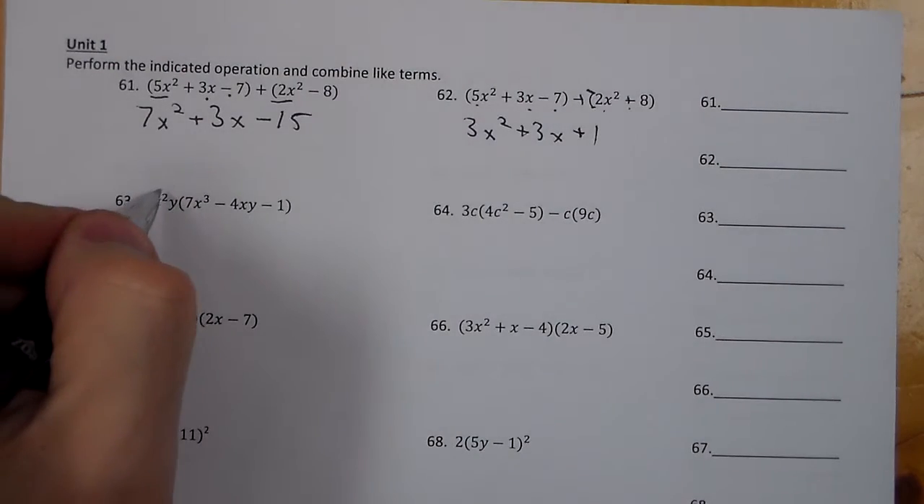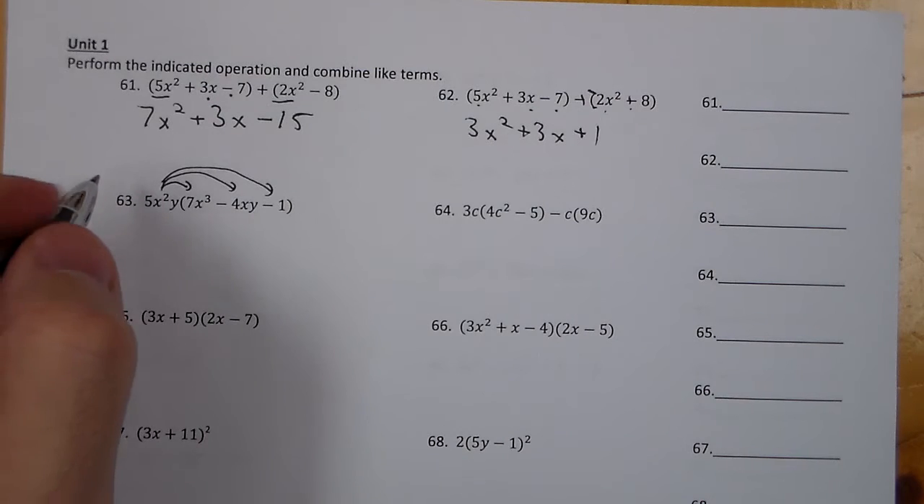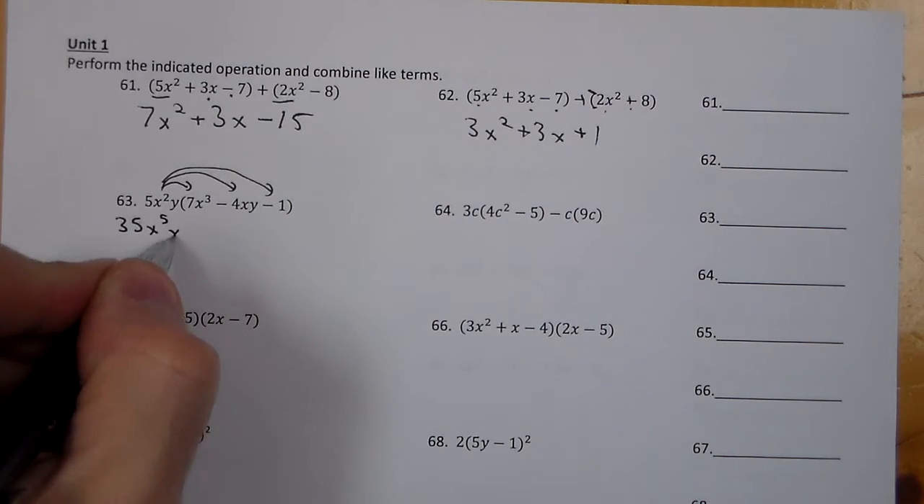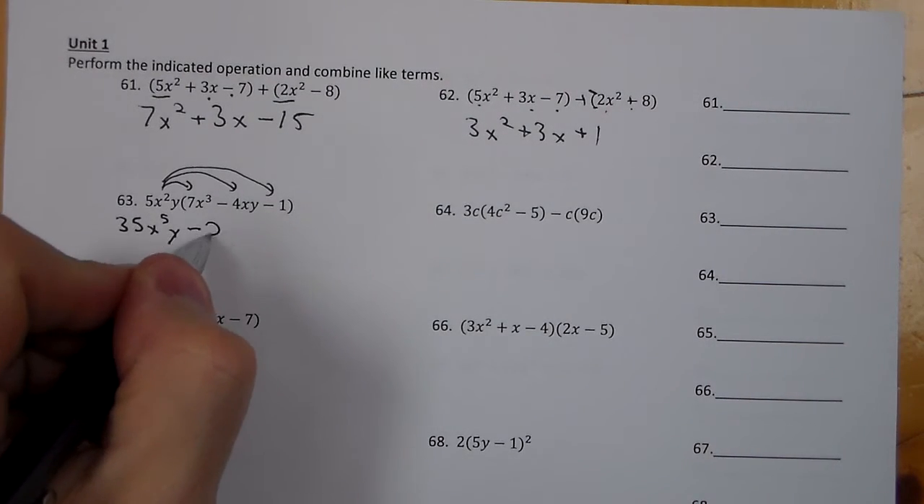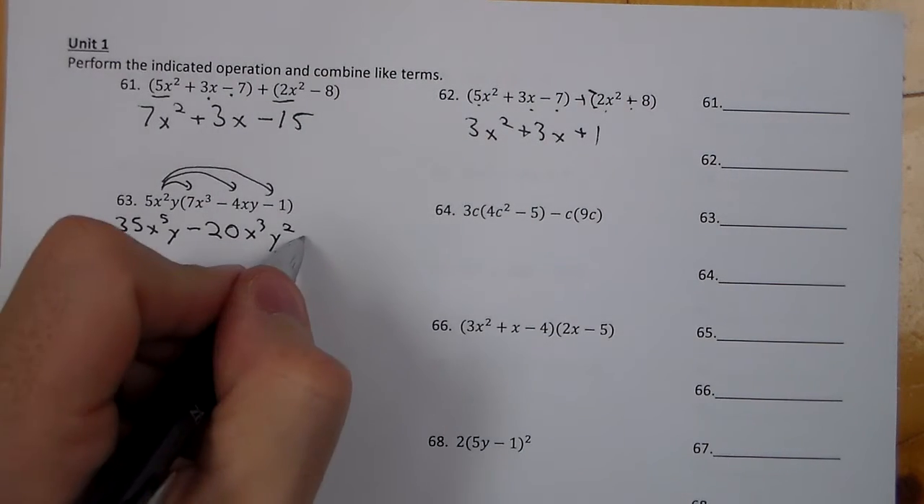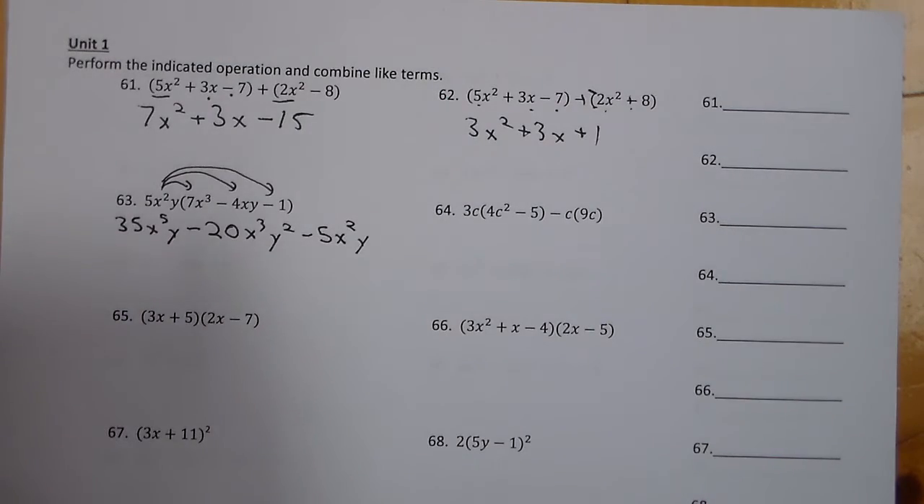For 63, I'm going to distribute in 5x squared y. I get 35x to the 5th y. Remember, add exponents when you're multiplying. The next term would be negative 20x to the 3rd y squared. And then the last one is just minus 5x squared y.